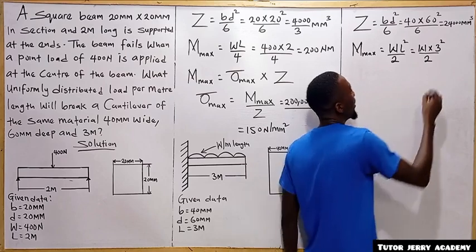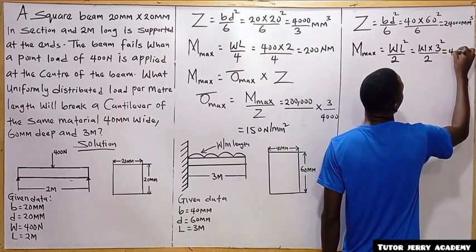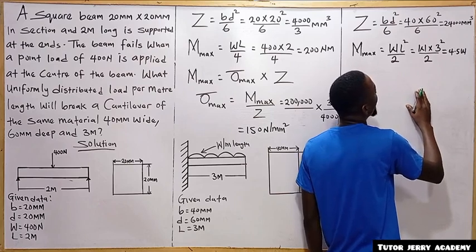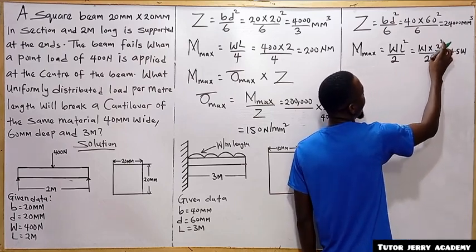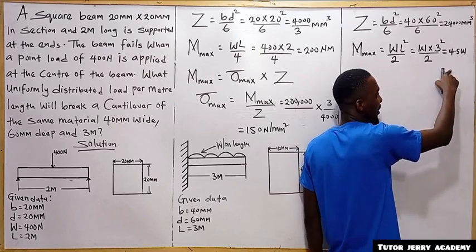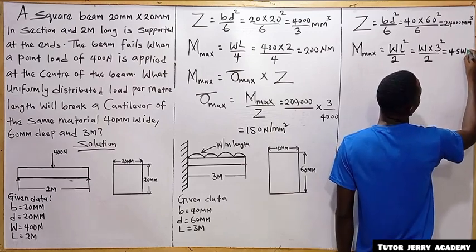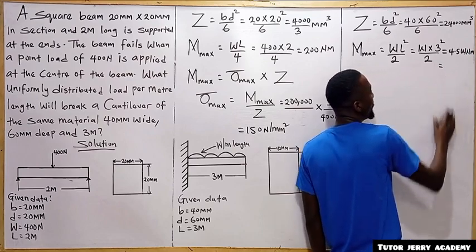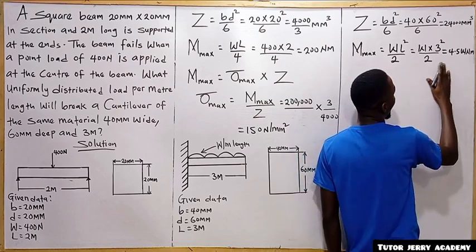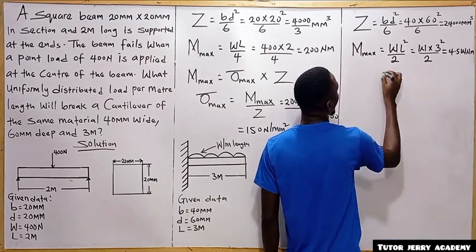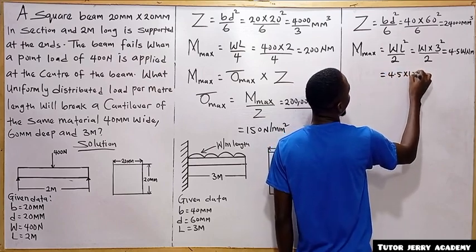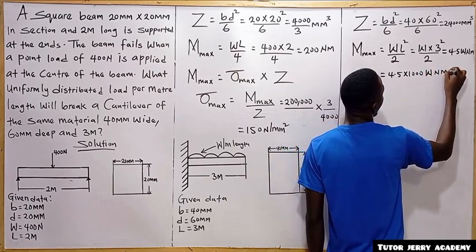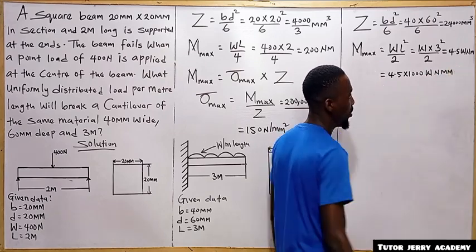All right, so if we do this, we are going to have this to be equal to 4.5 W. Then the unit is going to be Newton meter, because our length here is in meter. But if you want to take it to Newton millimeter, we are just going to multiply by 1000. So we can say this is going to be equal to 4.5 times 1000 W Newton millimeter. All right, so that is what we are going to have.